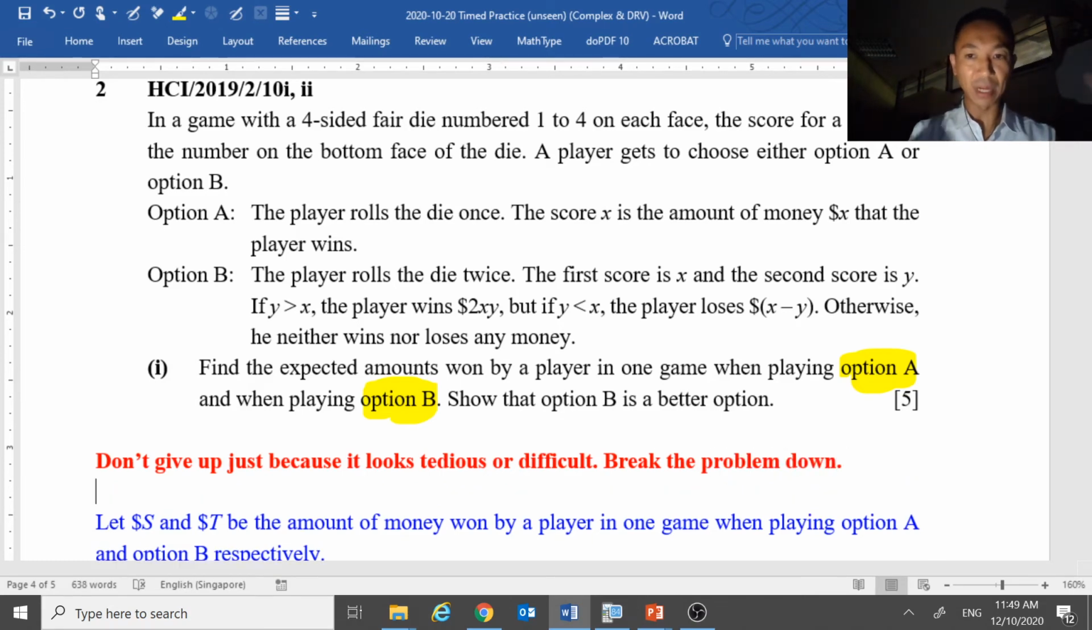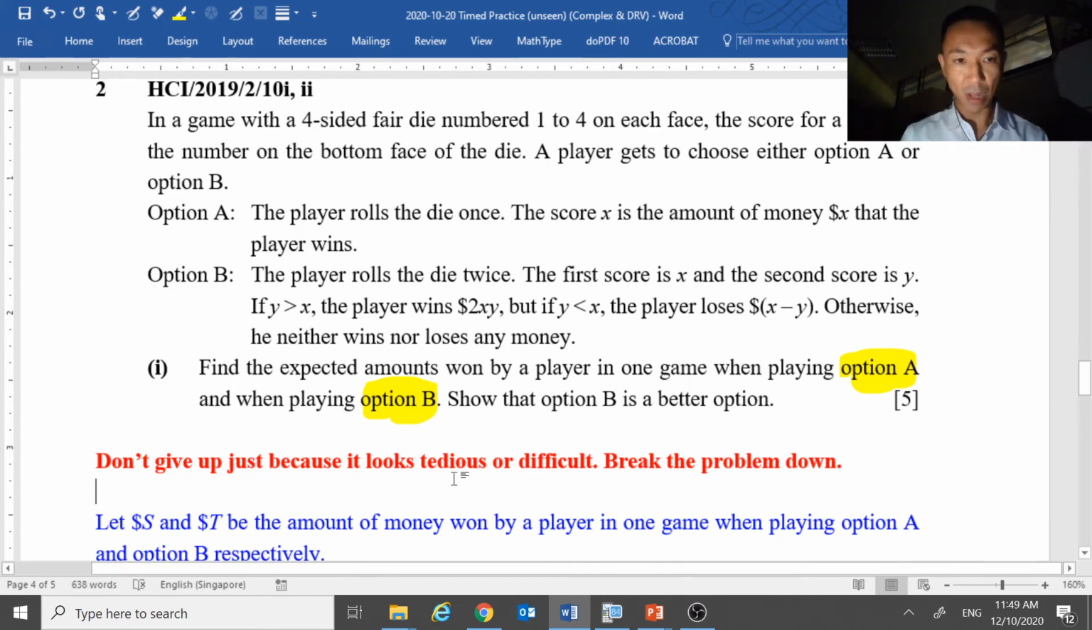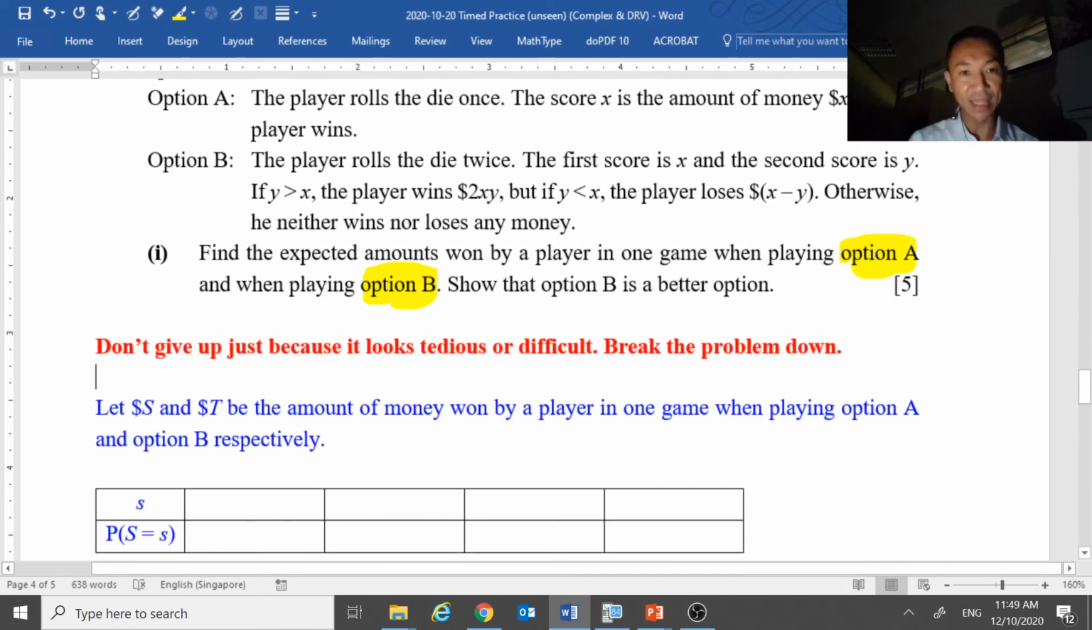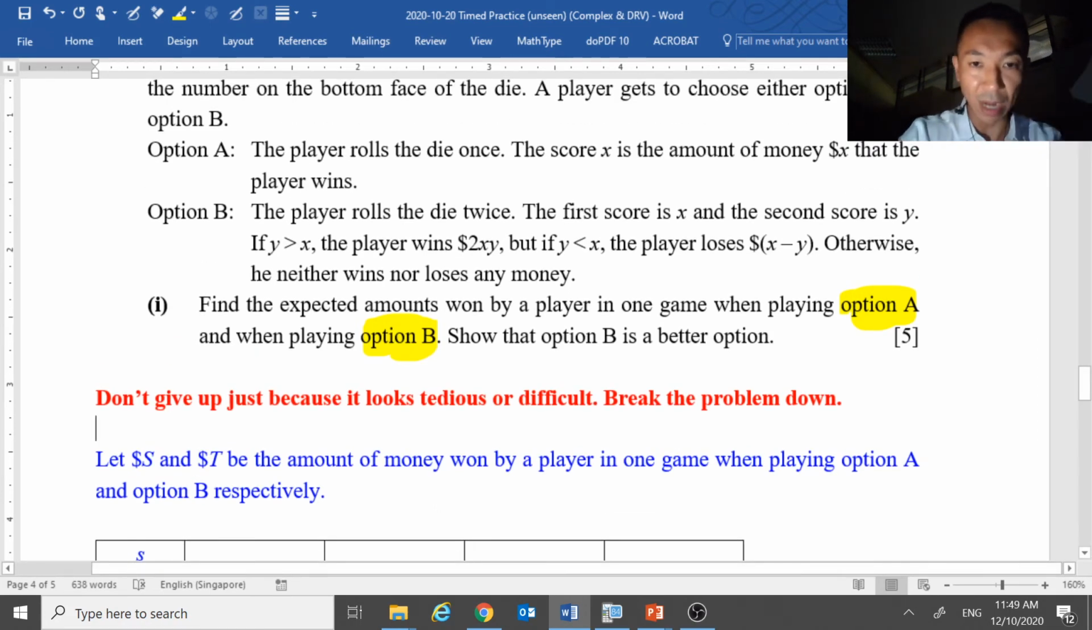What do I mean by break the problem down? You have two parts of a problem. One is option A, one is option B. Alright? So, let S and T be the amount of money won by playing one game when playing option A and option B respectively. Now, breaking the problem down means this.